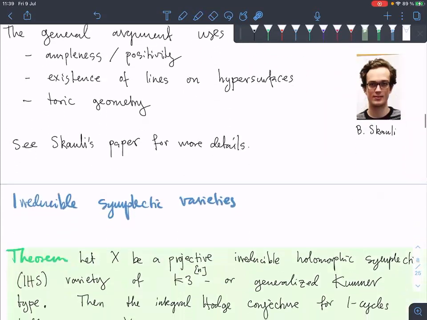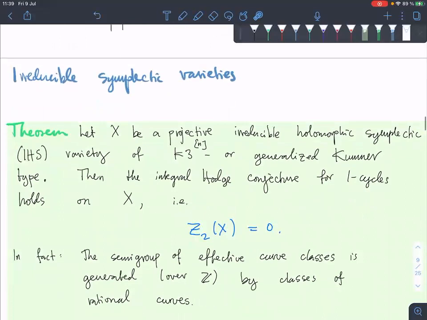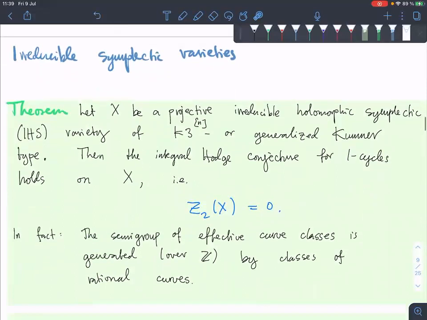Okay, well, in that case, I'll move on to the main result for today. And this will tie in more with the junior talks on irreducible symplectic varieties or hyperkähler varieties. So let me state the big theorem. If you take a projective irreducible holomorphic symplectic variety of K3^[n] type or generalized Kummer type, then the integral Hodge conjecture holds for 1-cycles on X. So in particular, this group here is 0.